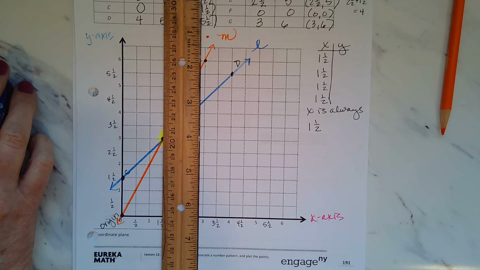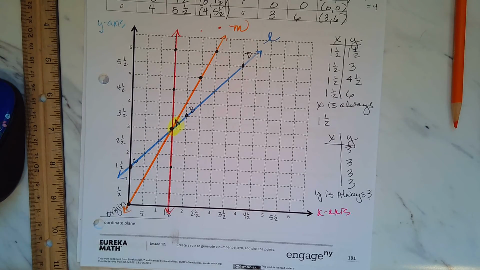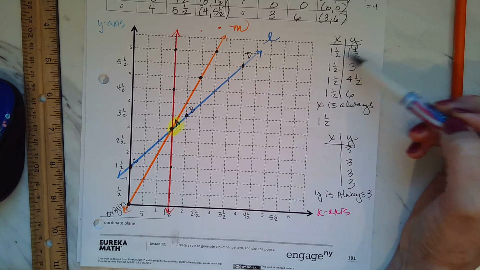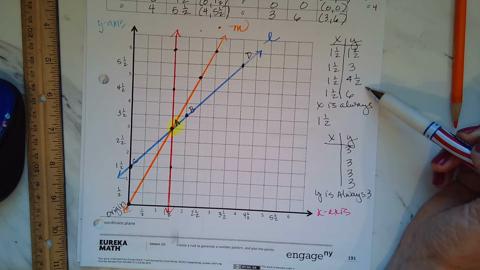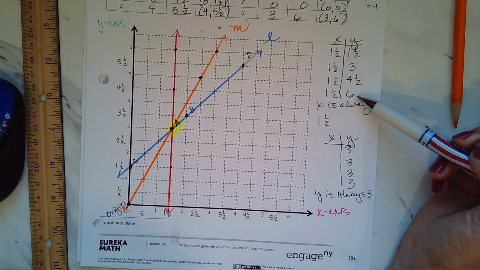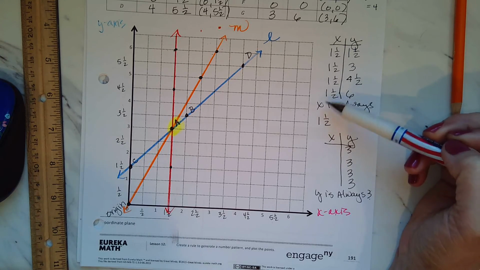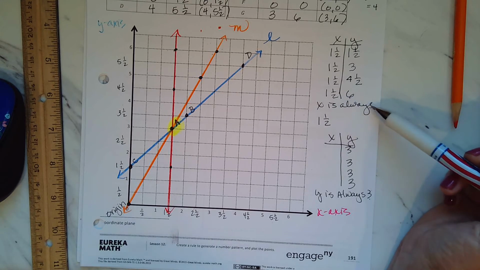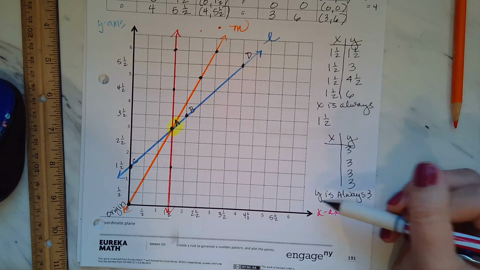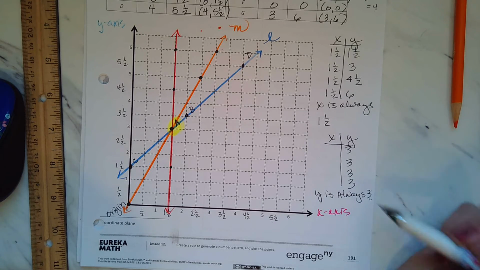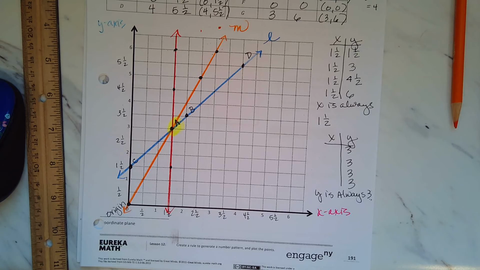And see what you come up with. Okay, so this is what I came up with: 1.5 and 1.5, 1.5 and 3, 1.5 and 4.5, 1.5 and 6. So my rule was x is always 1.5. And so what kind of line is created when x is always 1.5? A vertical line. Now, your last challenge here is, what if y is always 3? What does that line look like?